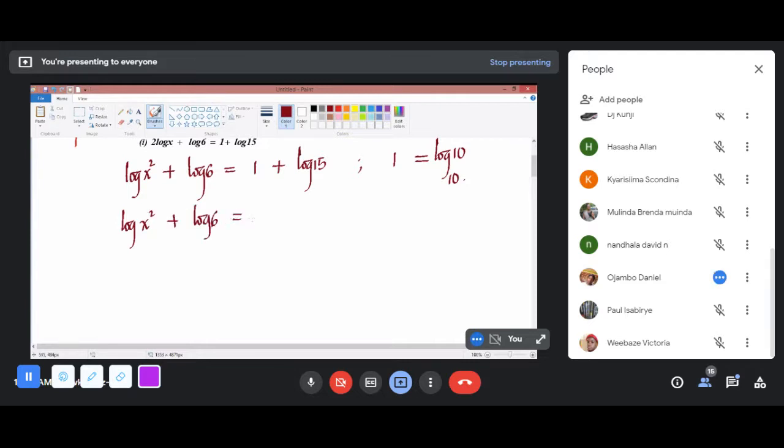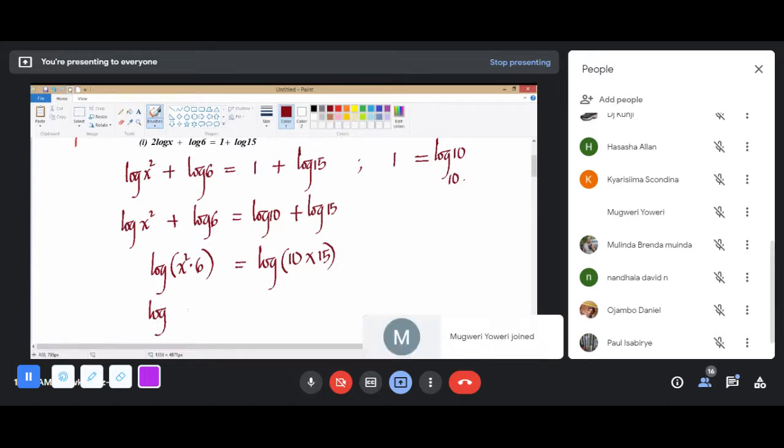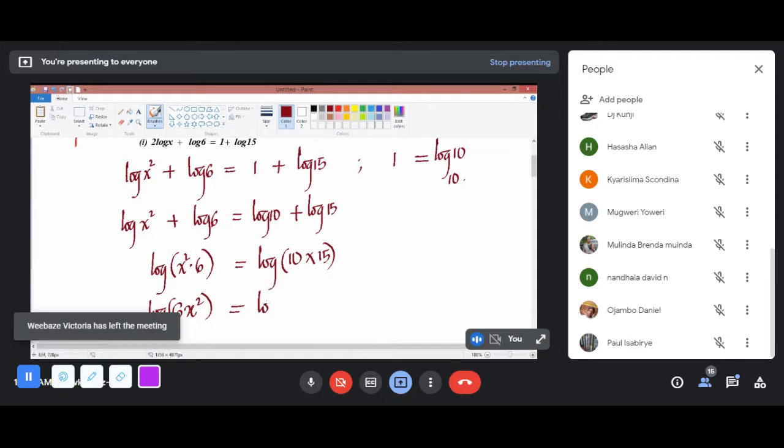So this is log 6, which is equal to log 10 plus log 15. So resultantly, log x squared plus log 6 becomes the log of x squared multiplied by 6, which is equal to the log of 10 multiplied by 15. And that leaves us at a stage of writing log 6x squared being equal to the log of 150.